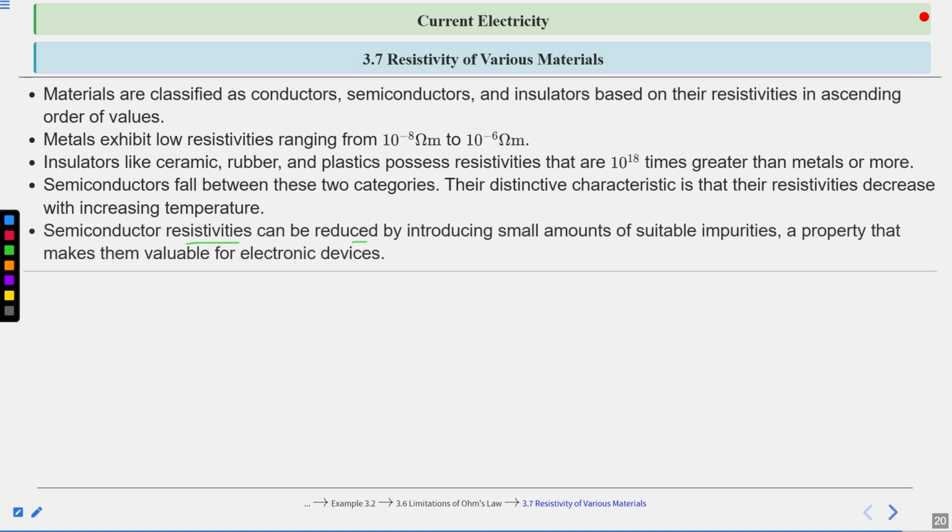Semiconductor resistivity can be reduced by introducing a small amount of suitable impurities. In circuits, we cannot increase the temperature because it is harmful for other components. So to increase the conductivity of semiconductor materials, the other method used is introducing a small amount of suitable impurities, a property that makes them valuable for electronic devices. So small amounts of suitable impurities are added to improve conductivity so that it can be helpful for electronic devices.